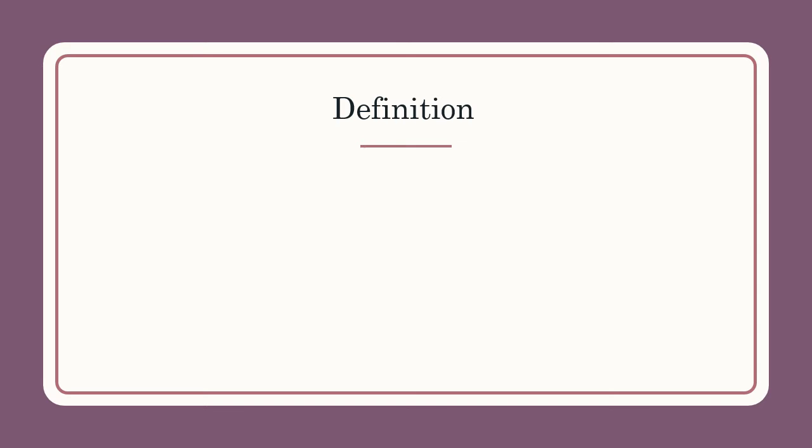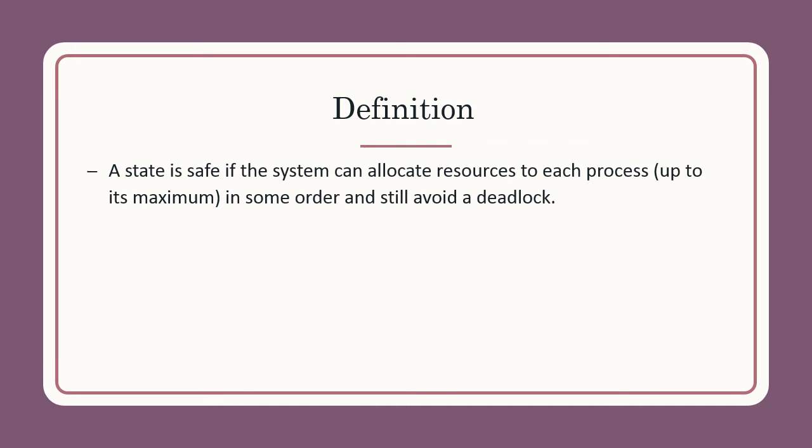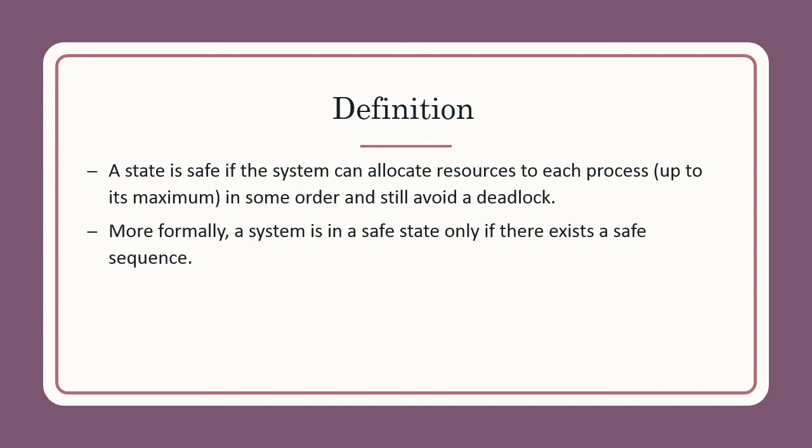Let us now talk about a major concept in deadlock avoidance called the safe state. Definition: a state is safe if the system can allocate resources to each process up to its maximum in some order and still avoid a deadlock. More formally, a system is in a safe state only if there exists a safe sequence.